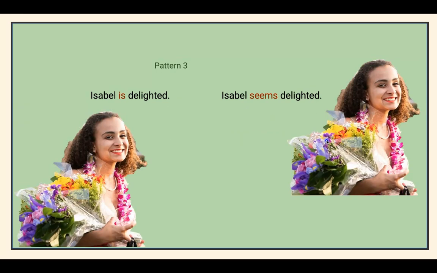I've represented these two sentences with the same picture to demonstrate that the meaning is essentially the same. Isabel equals delighted in both of those. They still make an equation between the subject, Isabel, and the predicate adjective, delighted. In both sentences, this is a predicate adjective.